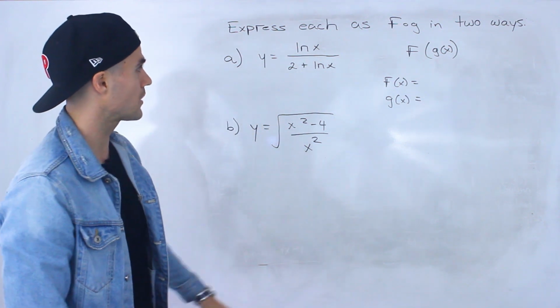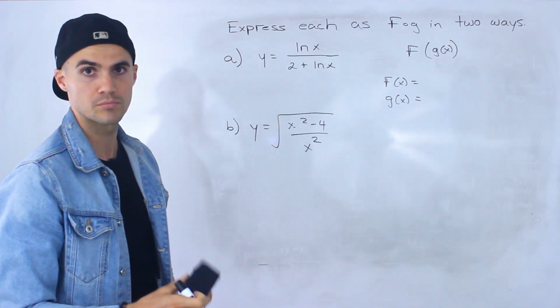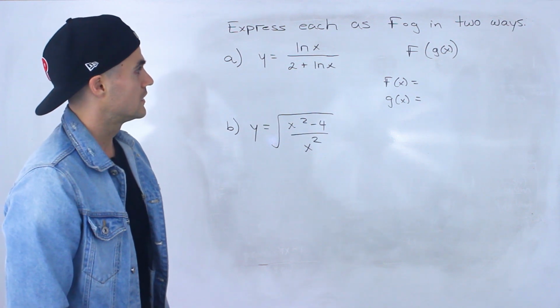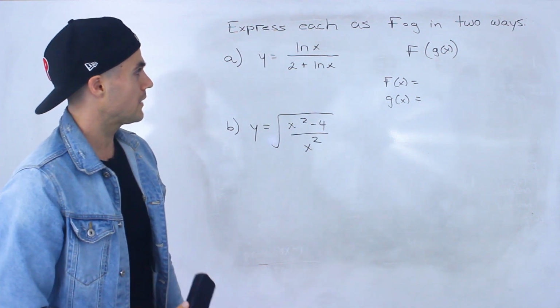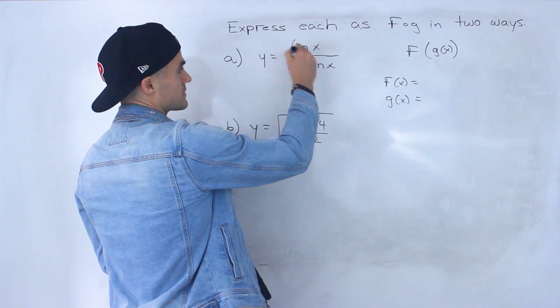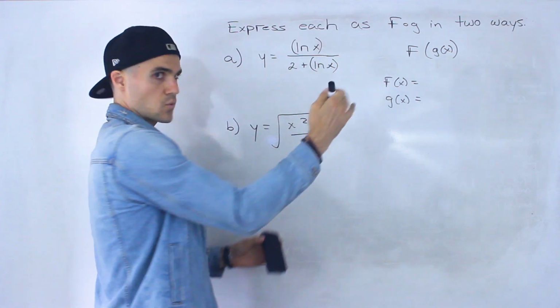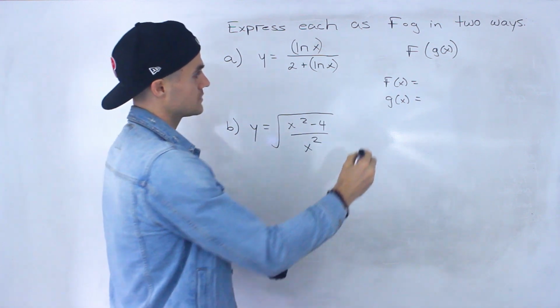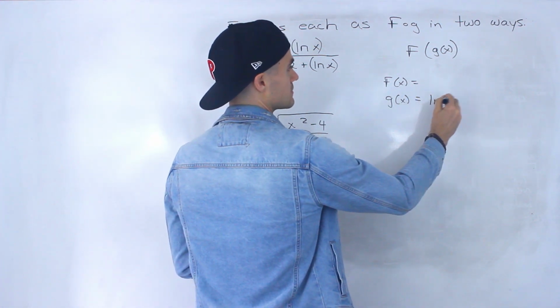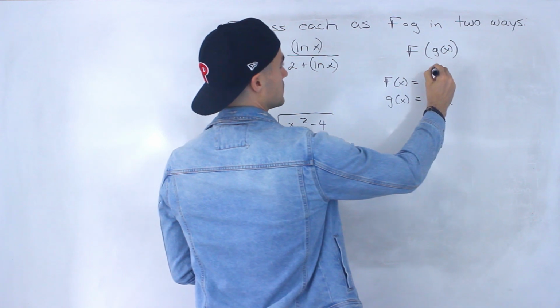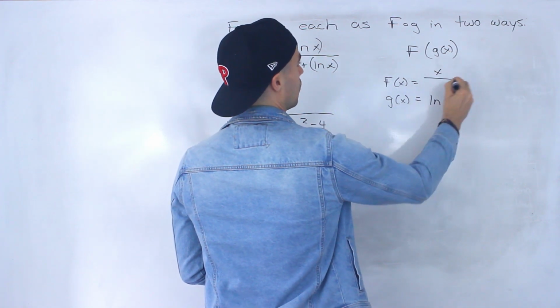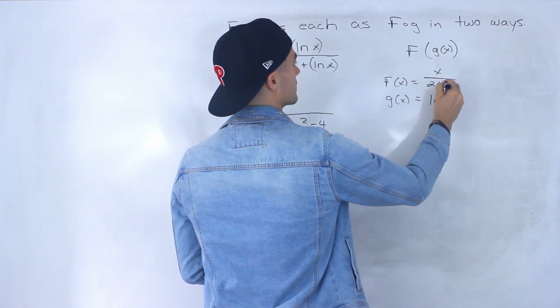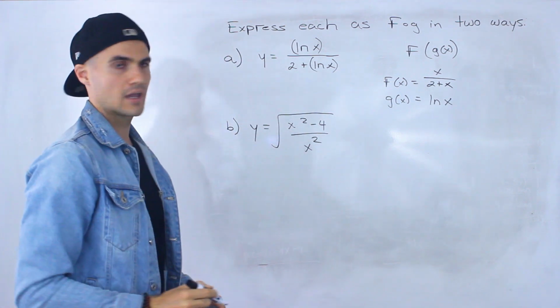So starting with part A, we've got y equals ln x over 2 plus ln x. One way we can do this is, notice we've got ln x, and it's within a rational function. So we could let g of x be ln x, and then f of x would be x over 2 plus x. Okay, does that make sense?